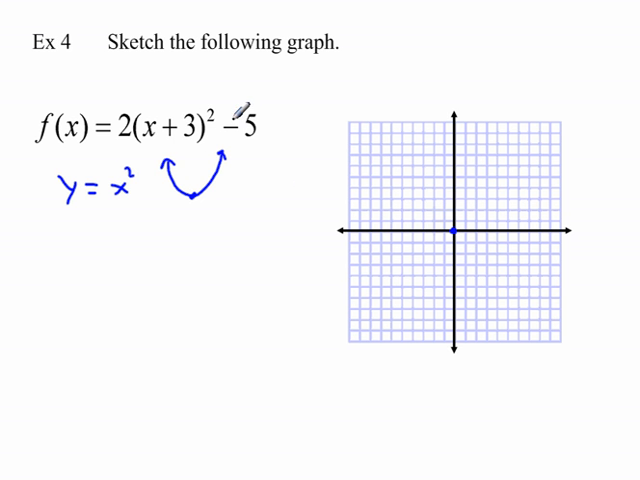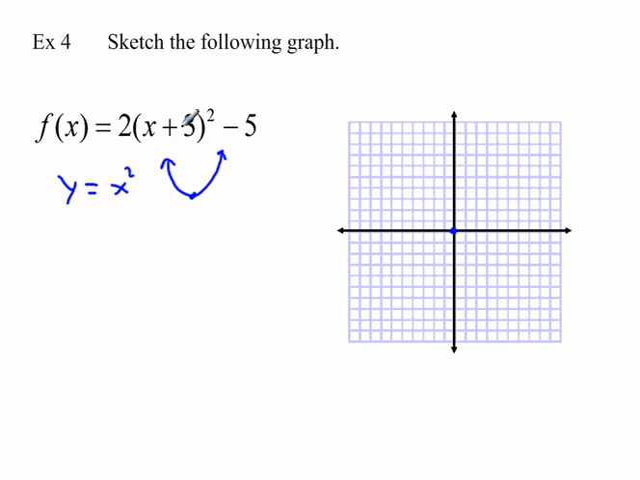And people always ask about order of operations. What should we do first? The minus 5, the 2, the plus 3? Start with your x and think about what you would do to that x. We're taking our x, adding 3, squaring it, multiplying by 2, subtracting 5. Go in that order.